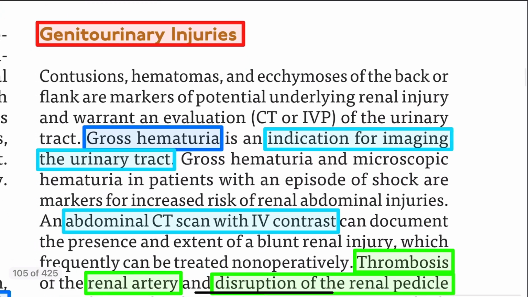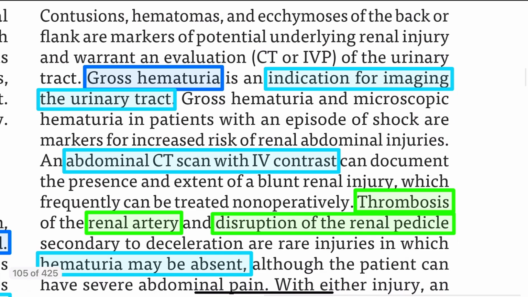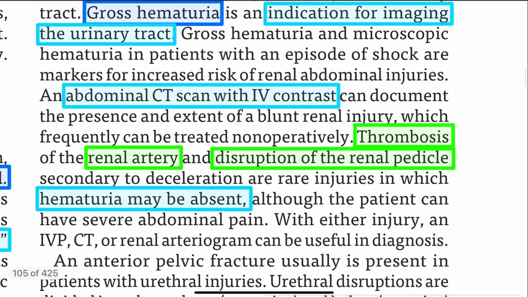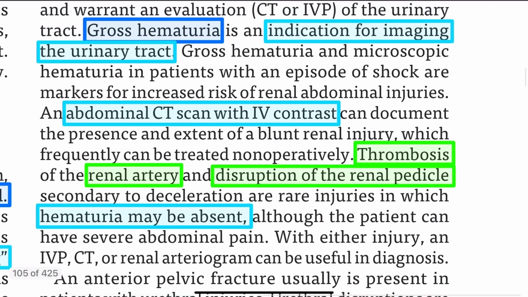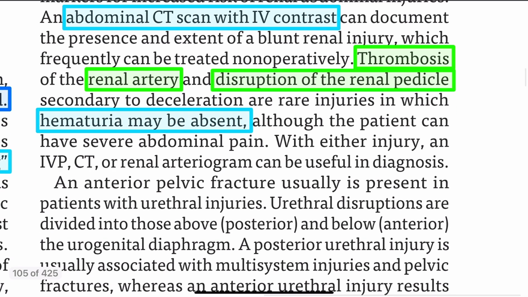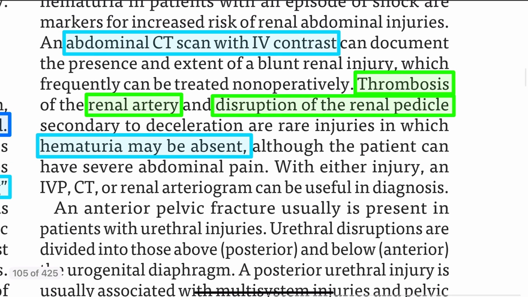Now come to genitourinary injury. Gross hematuria is an indication for imaging of the urinary tract, so you should do an abdominal CT scan with IV contrast. In thrombosis of the renal artery or disruption of the renal pedicle, the patient may present without hematuria.